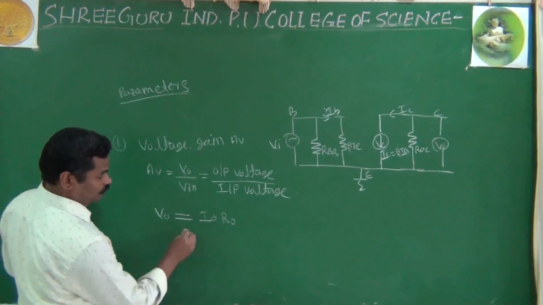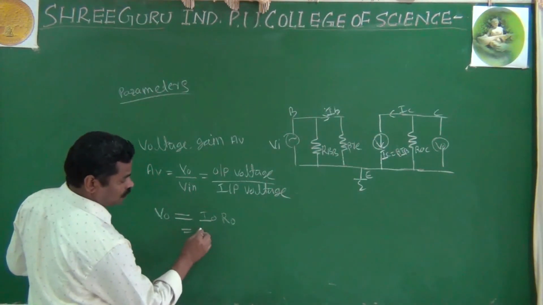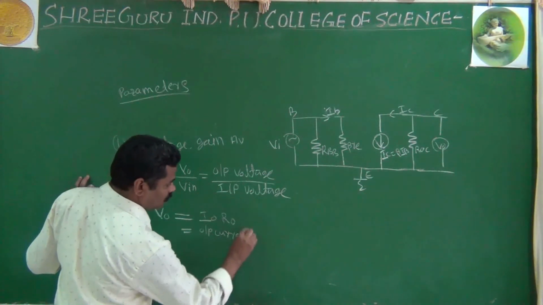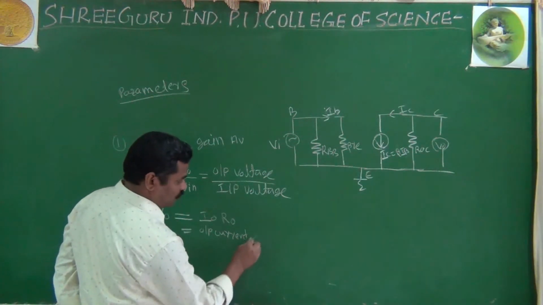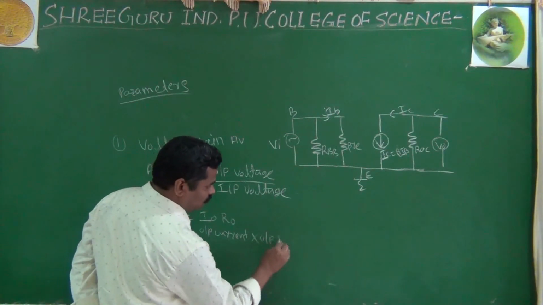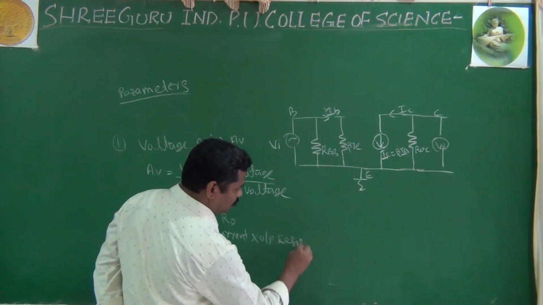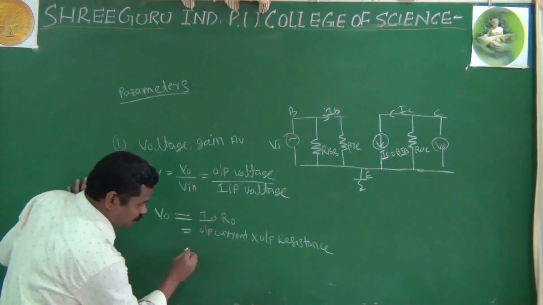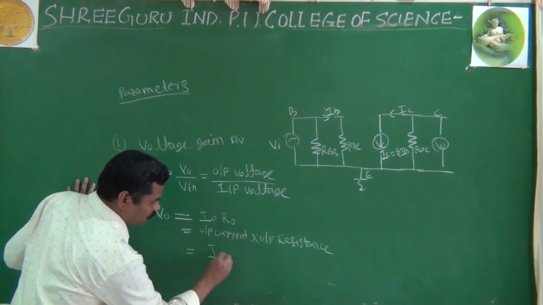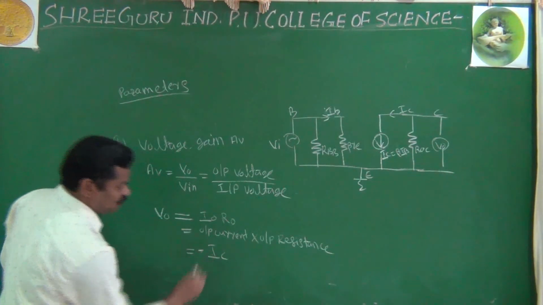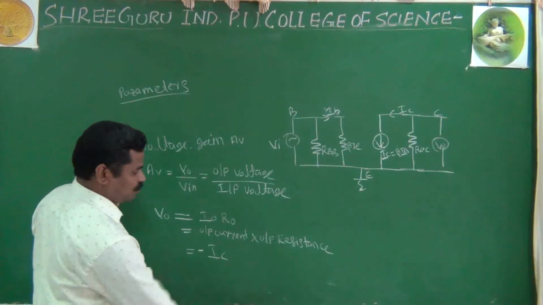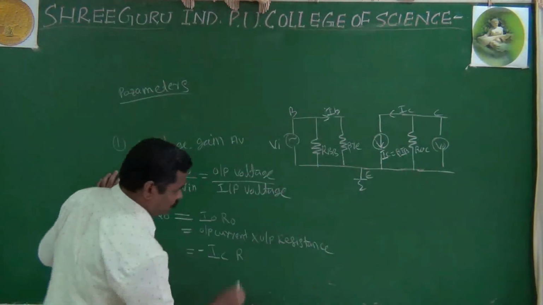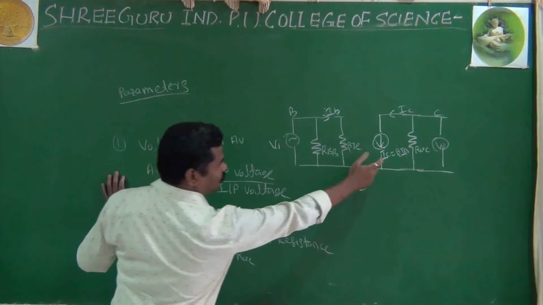We can write output current into output resistance. What is the output current? We know it is IC, here we take minus IC. And what about the output resistance? That is RAC. The output current is your IC.